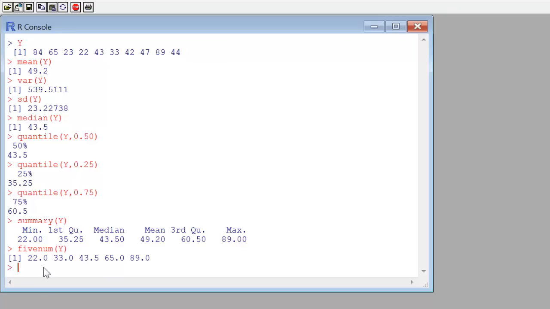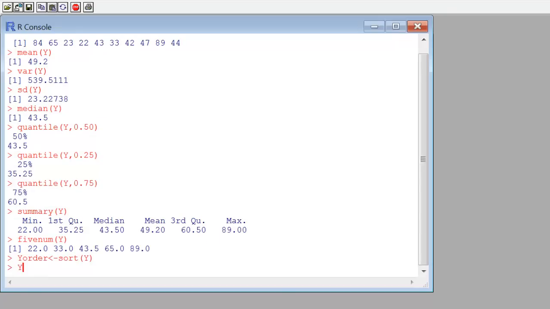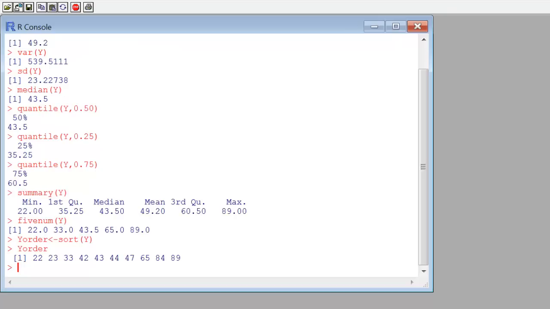To do that, we first have to sort the data. Let me define a variable called y order, and that will be using the sort function. So sort on y, and if I type y order, there are the data in order from smallest to largest.